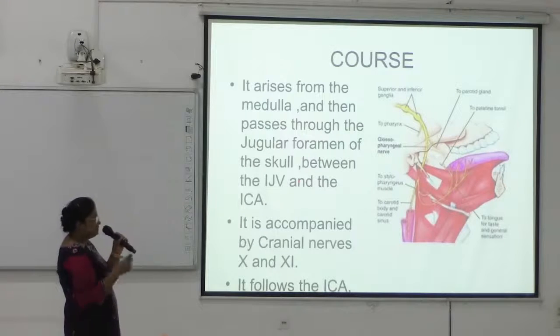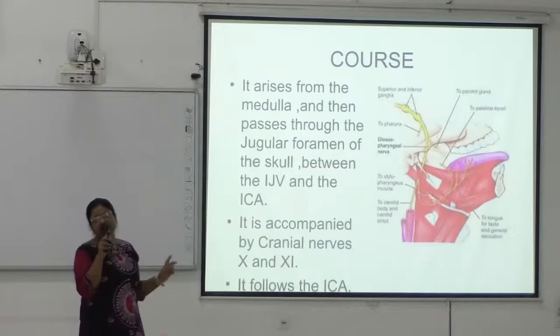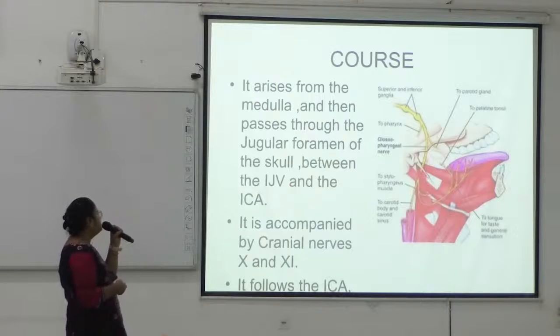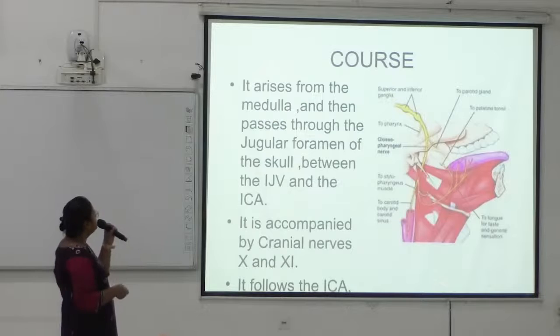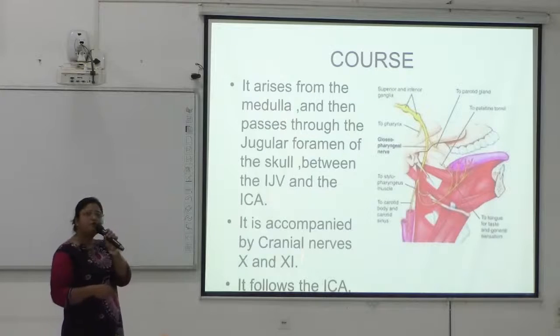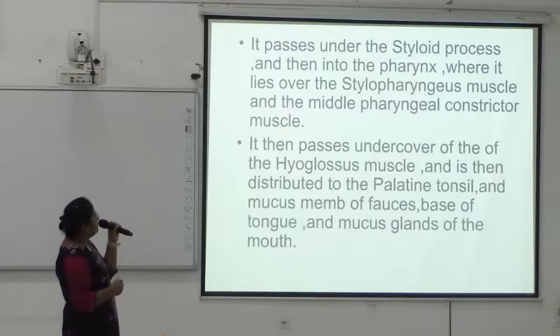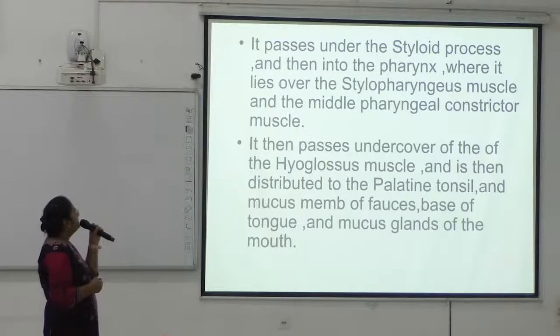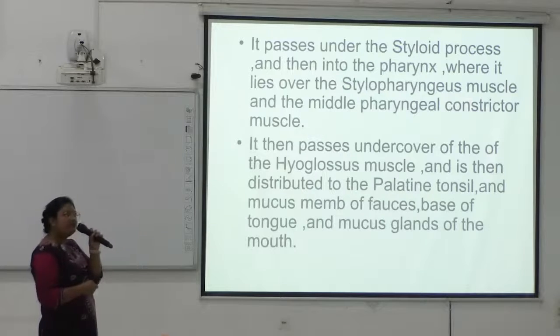In the skull, you have seen that through the jugular foramen pass the 9th, 10th, and 11th cranial nerves, accompanied by the internal carotid artery. And then into the pharynx, where it lies over the stylopharyngeus muscle and the middle pharyngeal constrictor muscle.